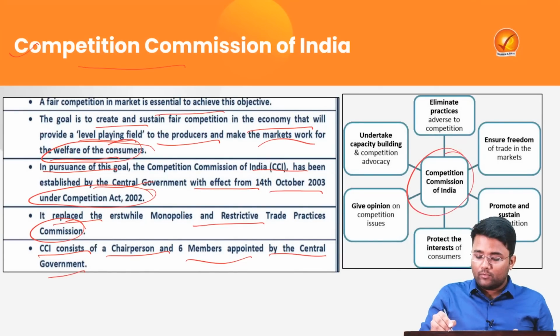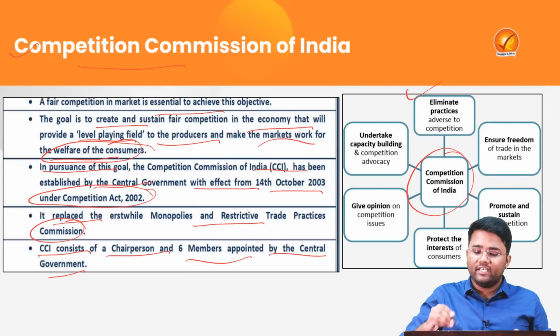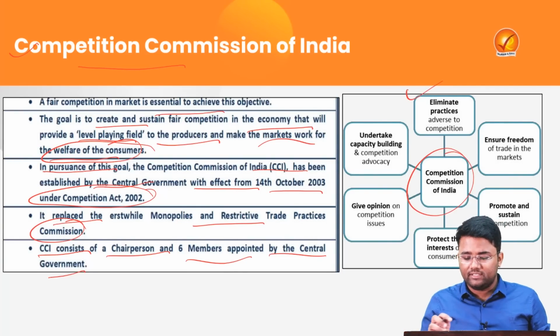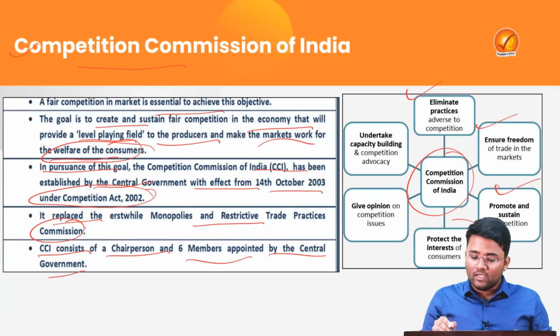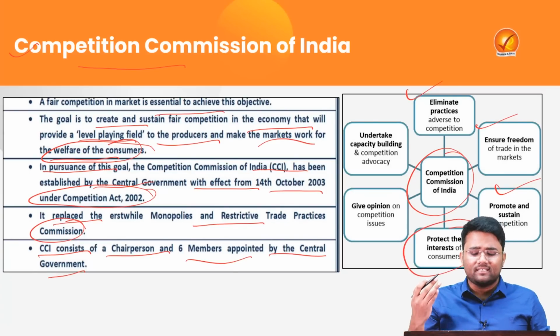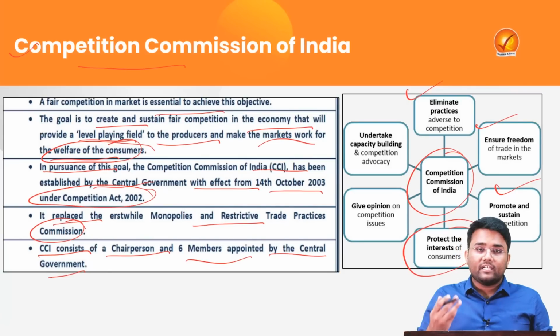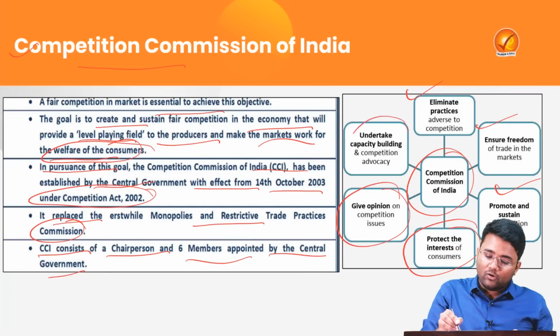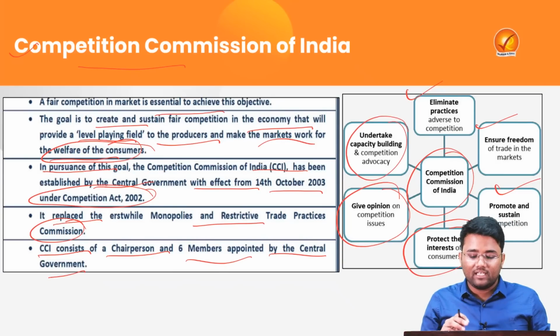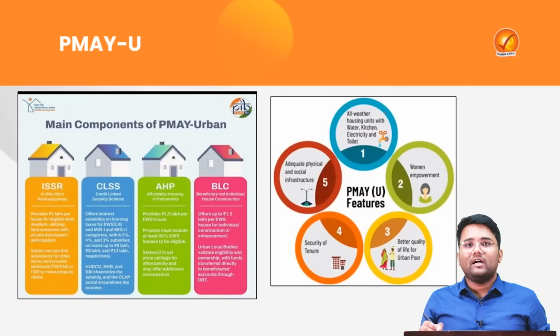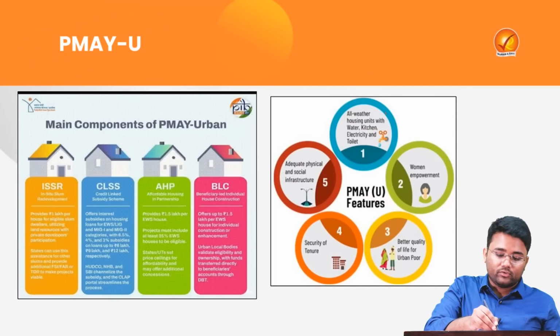Various functions of the Competition Commission of India are that it eliminates practices that are adverse to the competition, it ensures freedom of trade in the market, promotes sustainable practices. Then it also promotes sustainable competition, as well as it tries to protect the interest of the consumer, gives opinion on the competition issue to the government, and it also undertakes capacity building as well as competition advocacy. Our next topic is Pradhan Mantri Awas Yojana Urban.